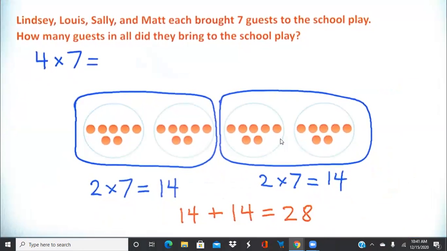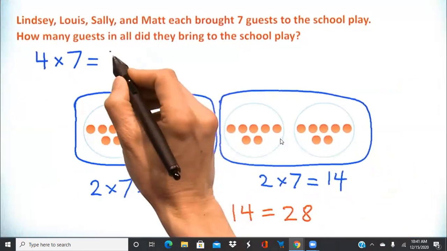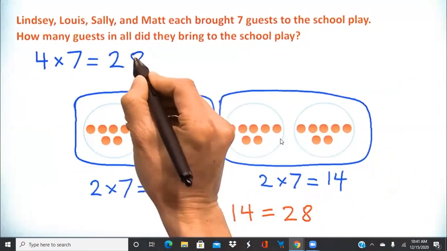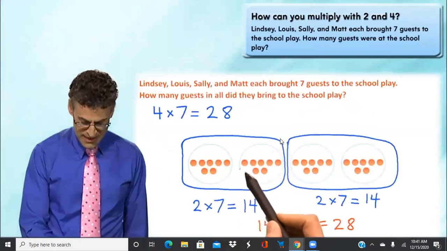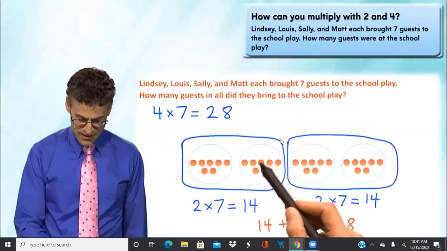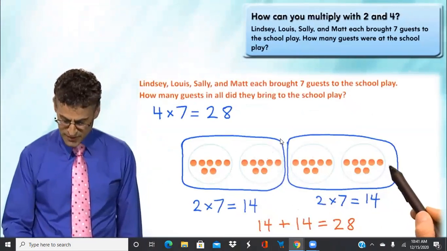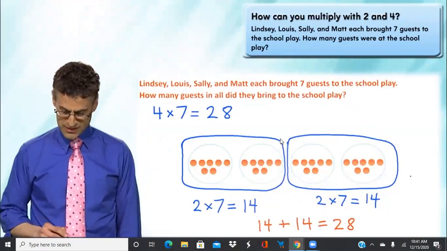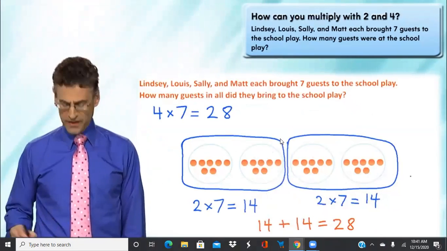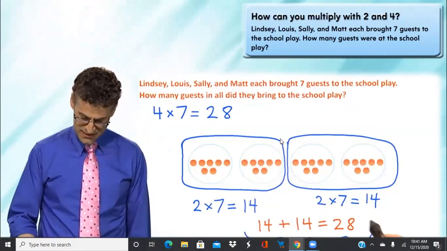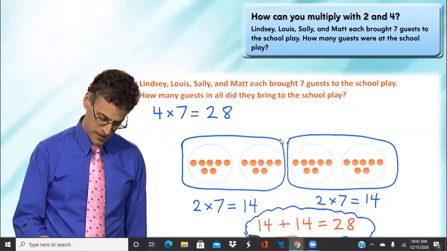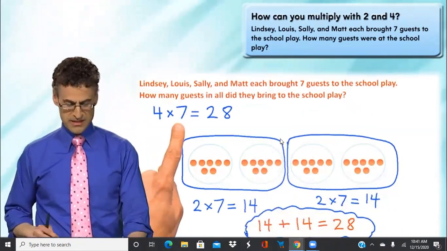And so now we just made a discovery that, in fact, 4 times 7 is 28. And we could check that for ourselves if we want to by actually counting all these counters. We'd have 7 here, and then 14, and then if we keep counting all the way down to here, we'd see a total of 28. So how many guests were there? We now see there were, in fact, 28 guests that these 4 people brought, and that's because each of the 4 people brought 7 friends.